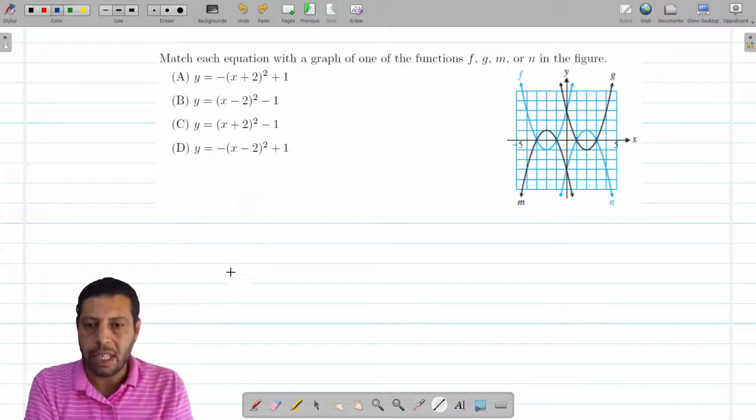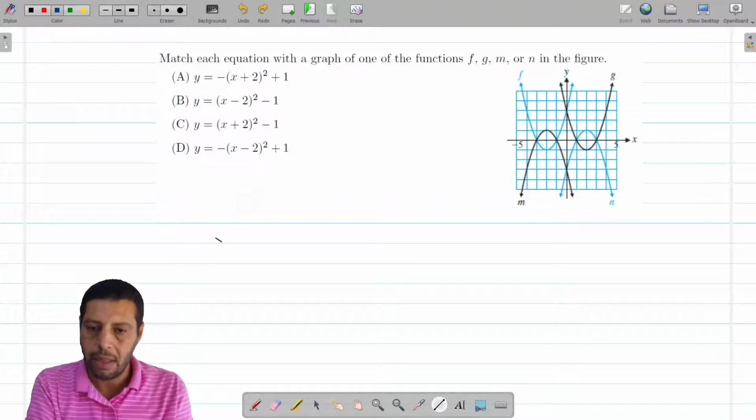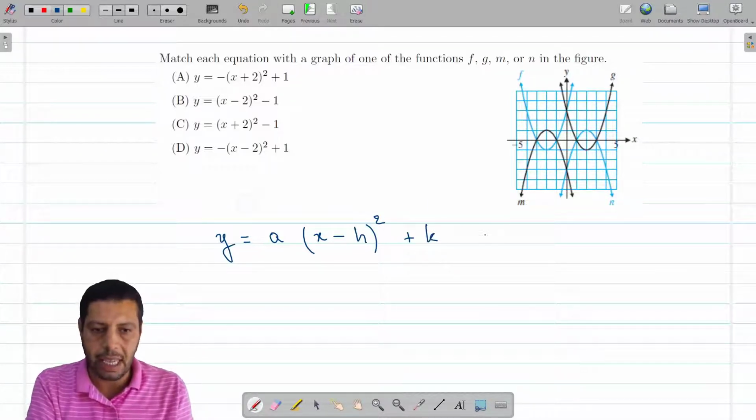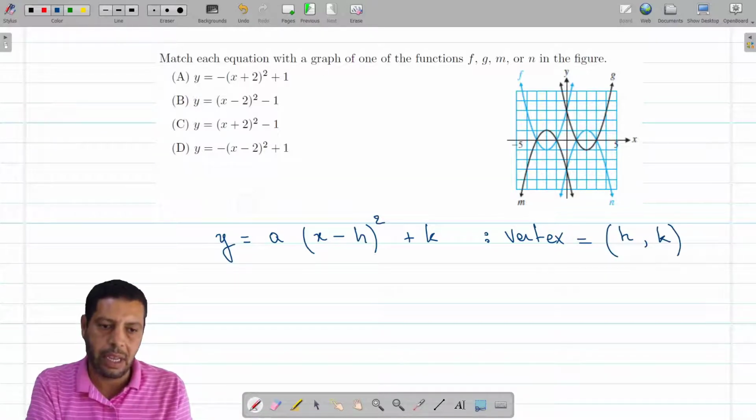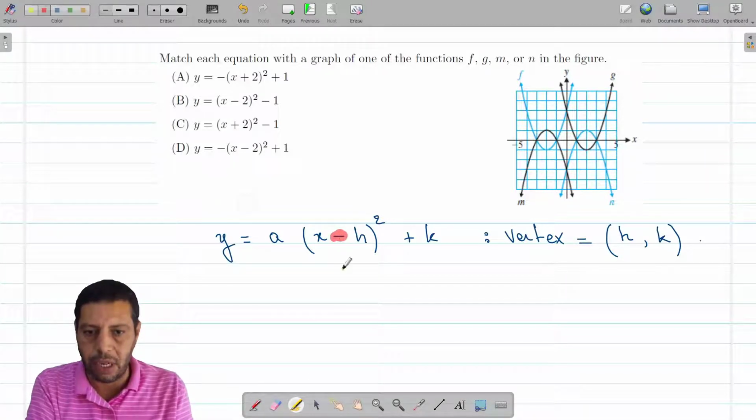So remember that a vertex form is an equation of the form y equals a times (x minus h) squared plus k. And in this case, the vertex is the point (h, k), the ordered pair h, k. Be careful, it's not plus h squared, it's minus h squared. So be careful with this minus sign.